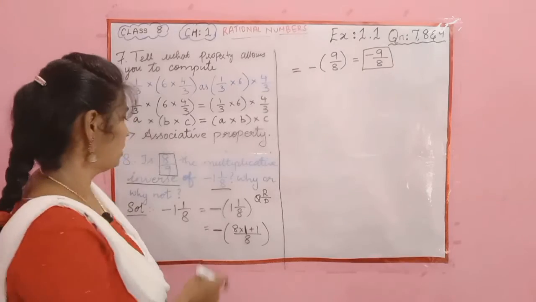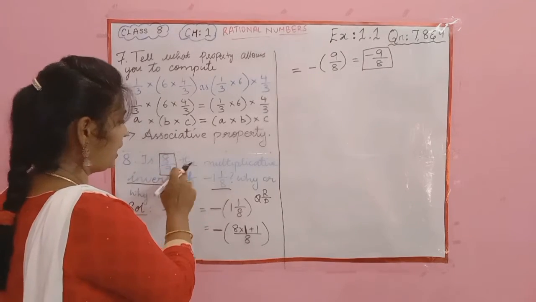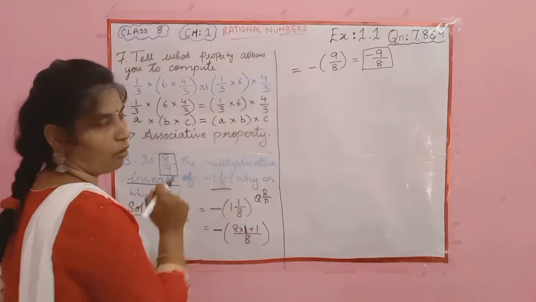Now what is the question? Is 8 by 9 the multiplicative inverse of?